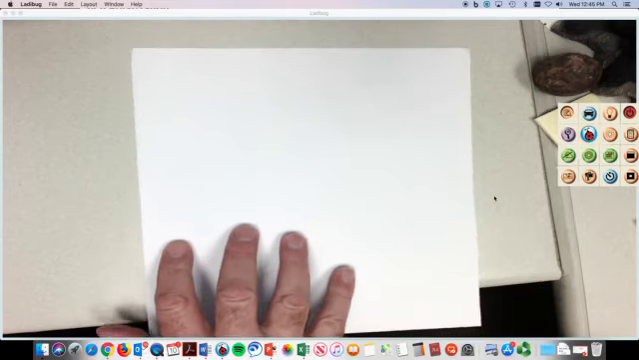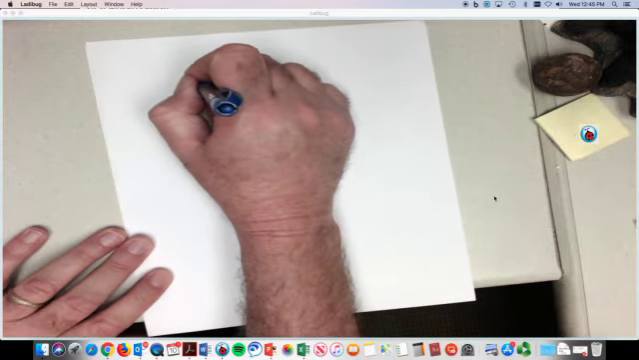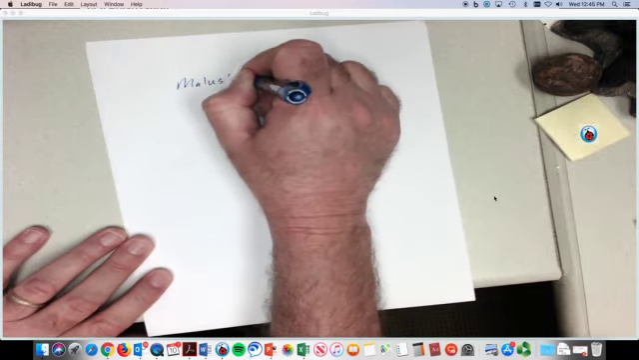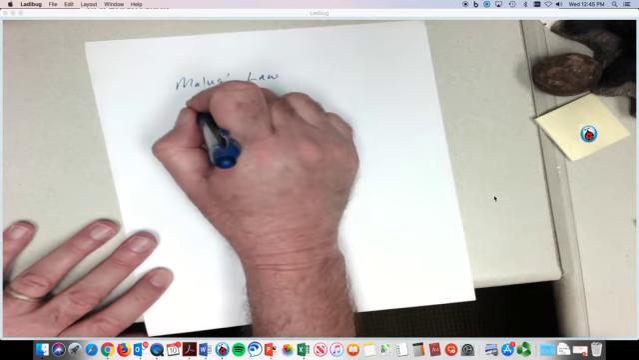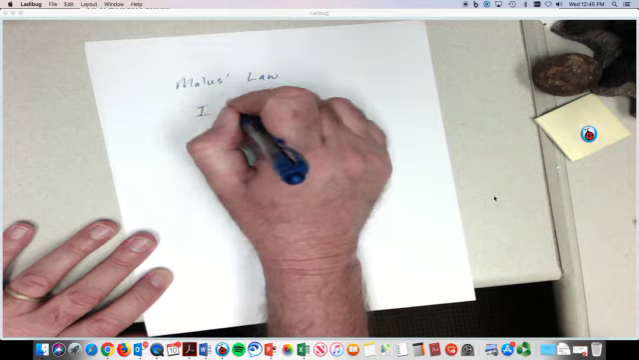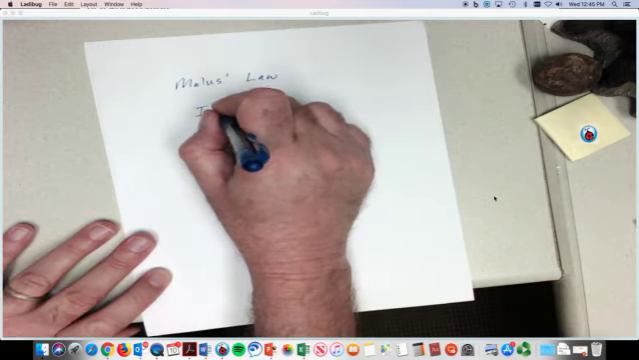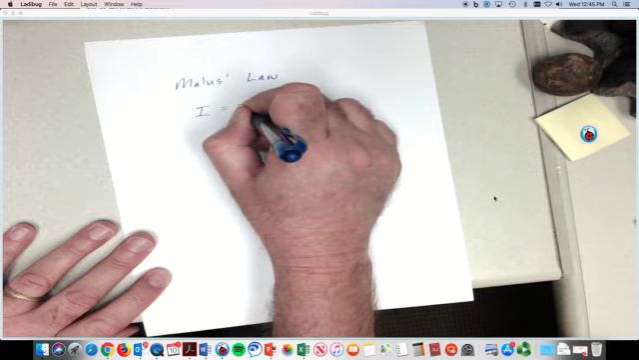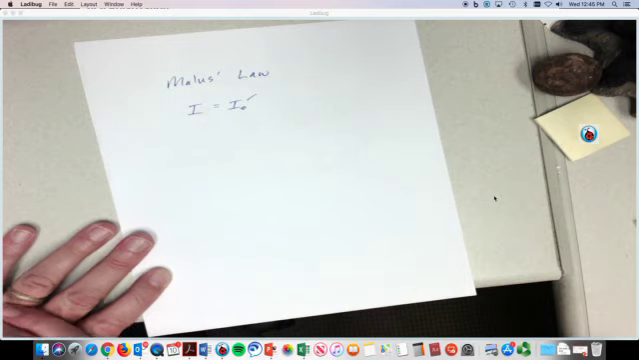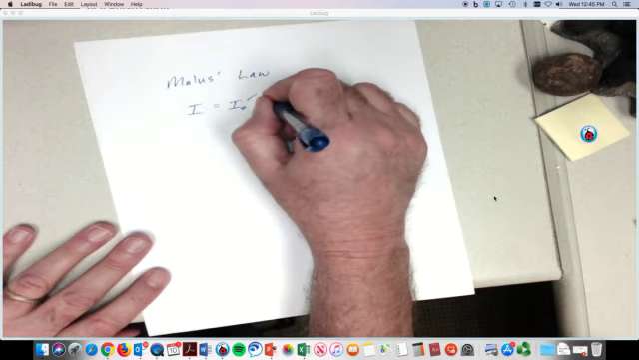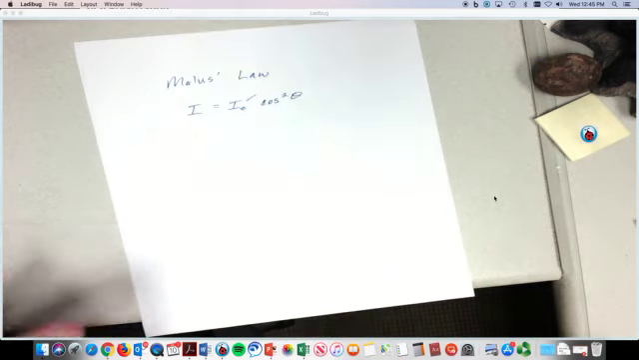There she is. All right, so here's Malus's law, which says the intensity after leaving the analyzer is equal to I naught prime, which is the intensity after leaving the polarizer, times the cosine squared of the angle. All right, so we're after the angle.